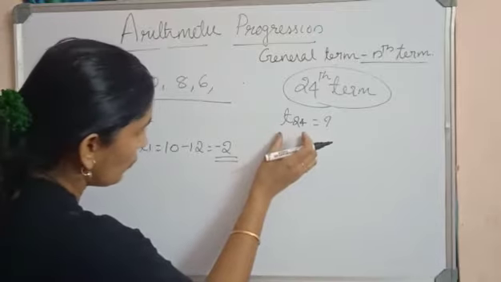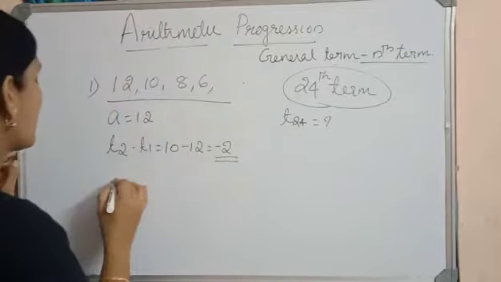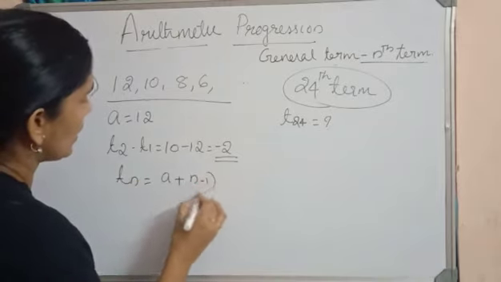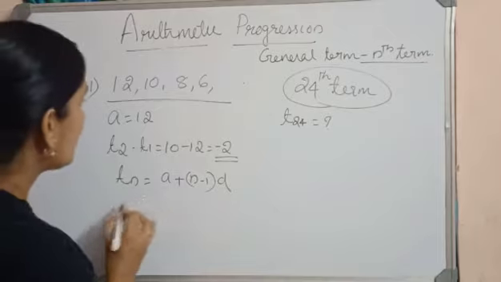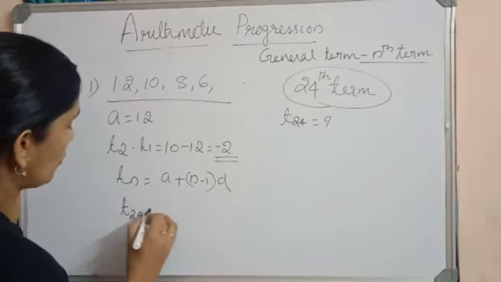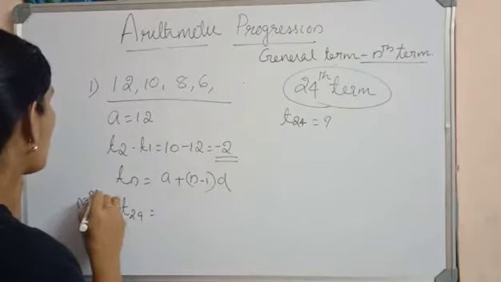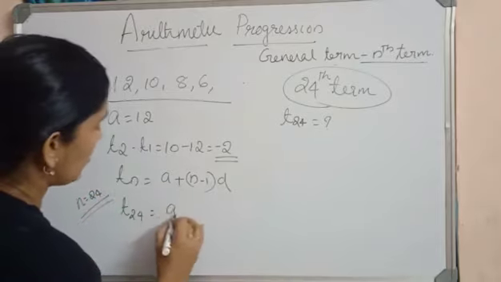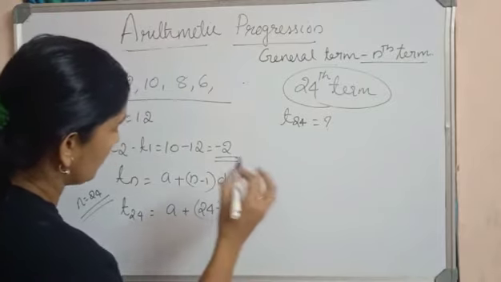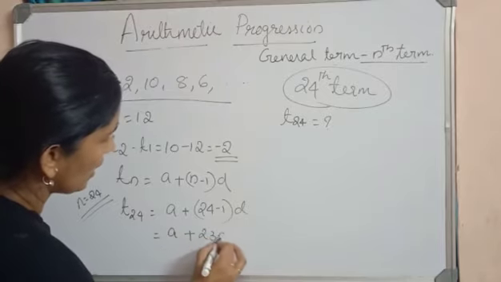To find the 24th term, we use the nth term of the AP. What is the nth term? Tn is equal to A plus (n minus 1) into D. Here we need to find T24, so n will be 24. Wherever n is there, you need to substitute 24. A plus (24 minus 1) into D, and that is equal to A plus 23D.